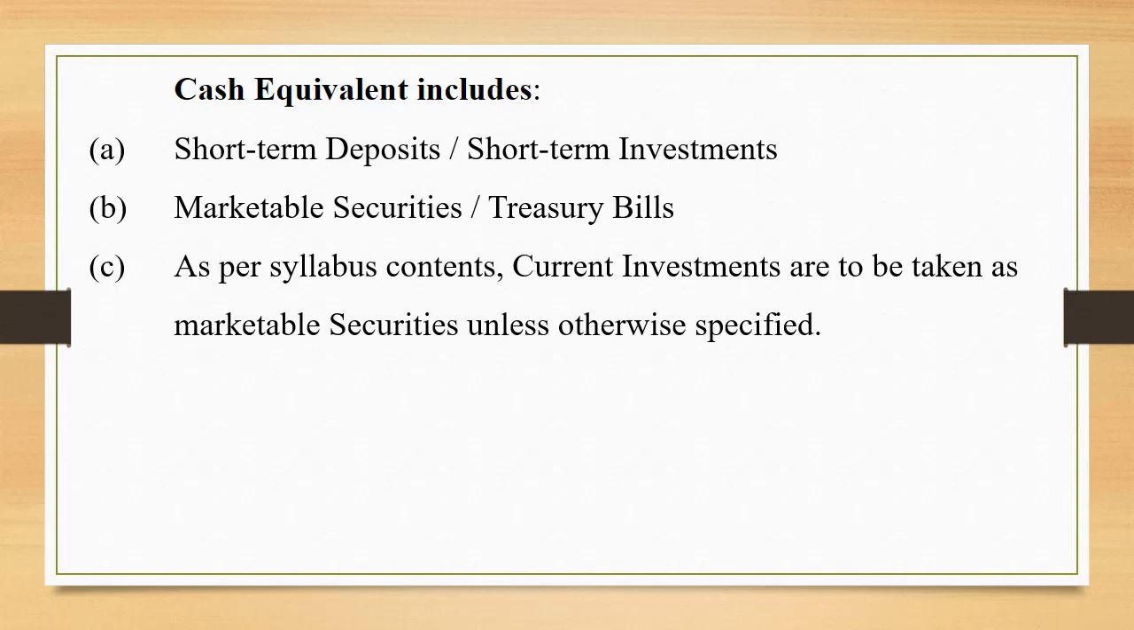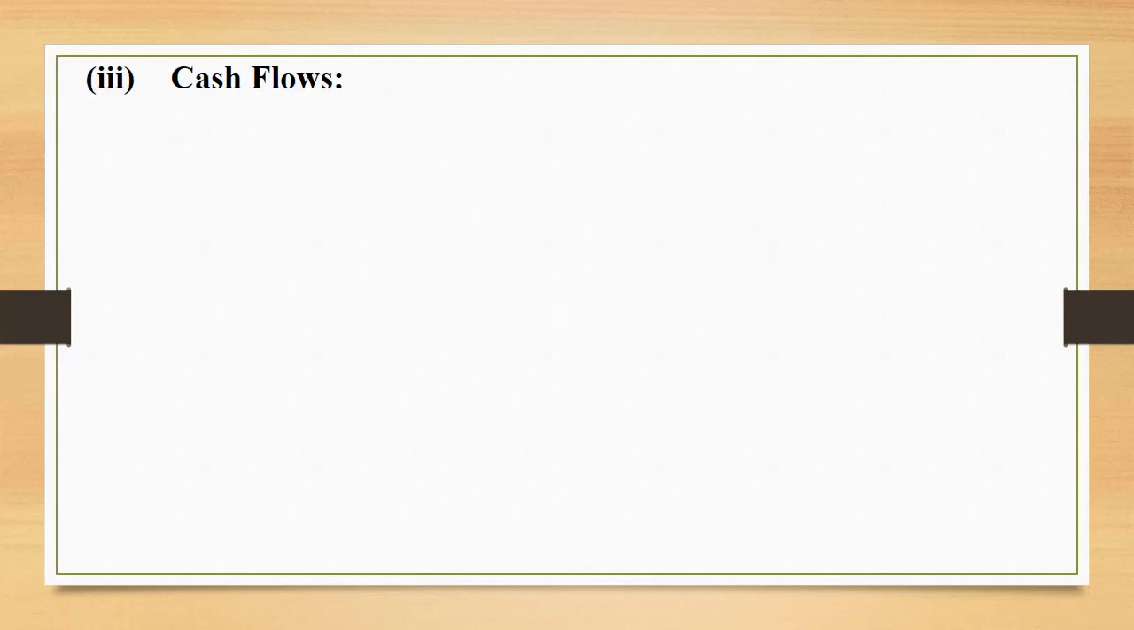Now, what do you mean by unless otherwise specified? This simply says that if in the question you have some information that out of the total current investments, some amount is non-marketable, in that case that non-marketable current investments will be treated as current asset. So please take care. Current investments are to be taken as marketable and will be a part of cash and cash equivalents. What is cash flow?